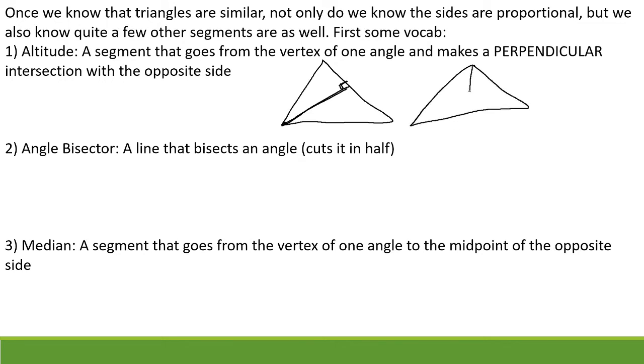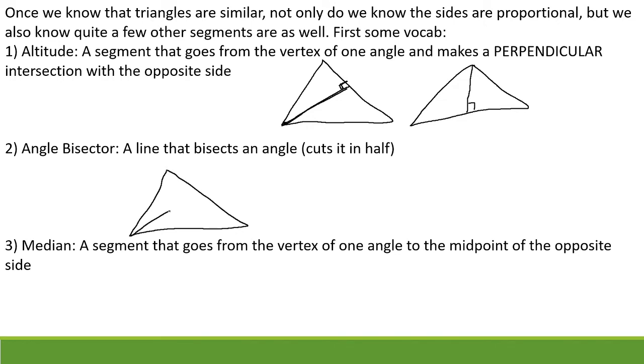So I could have this right here. As long as it's a right angle, that'd be an altitude. So altitudes can go from any point. They always go to the opposite side, and they're always perpendicular. Angle bisectors are just like they sound. You take any angle in a triangle and you draw a segment so that it cuts it in half.